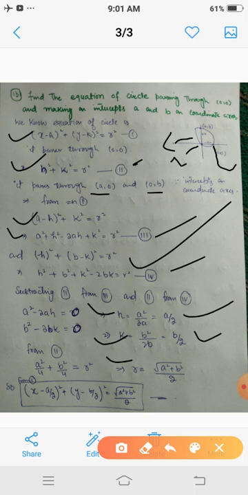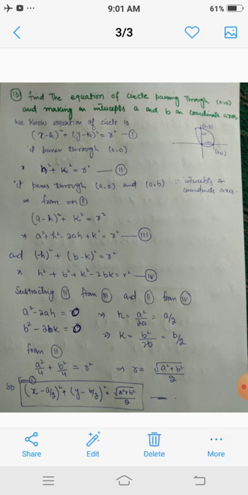So substituting h, k and r in equation first, we get (x − a/2)² + (y − b/2)² = (√(a² + b²)/2)². So this is the required equation of circle which passes through point (0, 0) and cuts intercepts a and b on the coordinate axes.